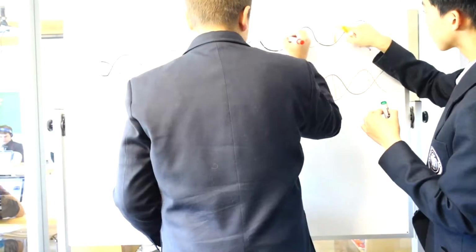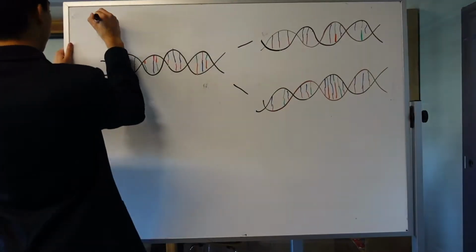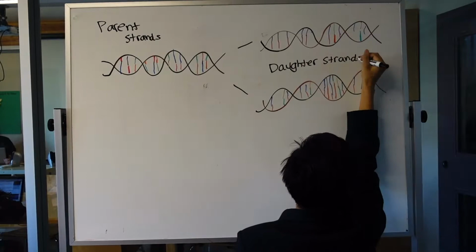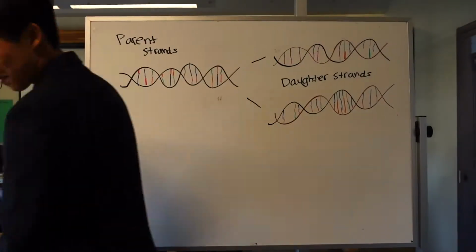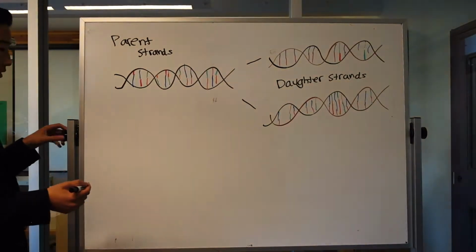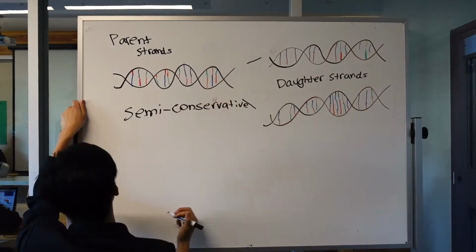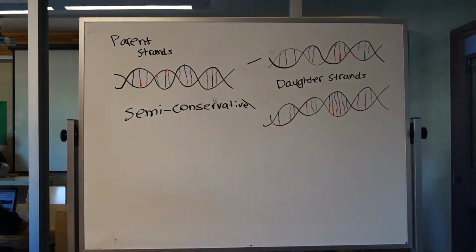This is called complementary base pairing. That means that each newly synthesized strand of DNA, called daughter strands, is made by the addition of nucleotides that are complementary to the parent strand. DNA replication is semi-conservative, meaning that one parent strand is always passed on to the daughter helix.